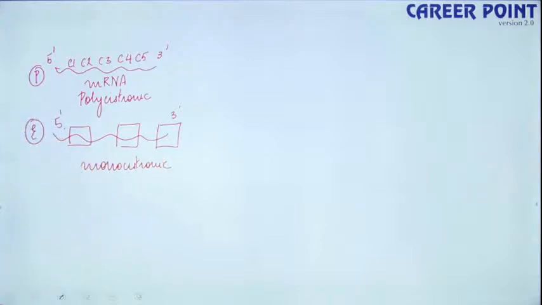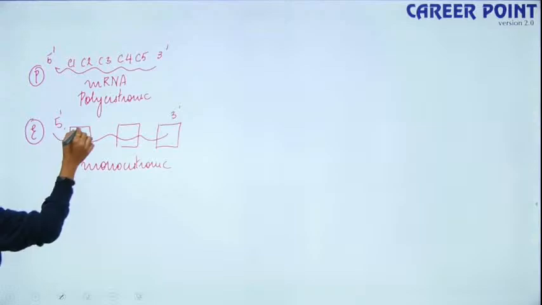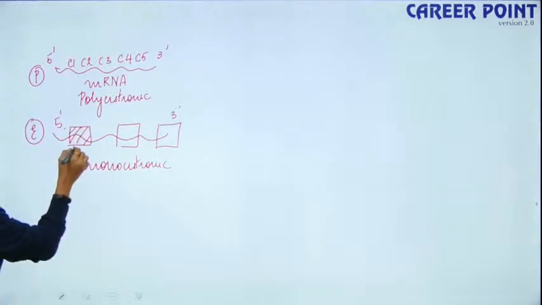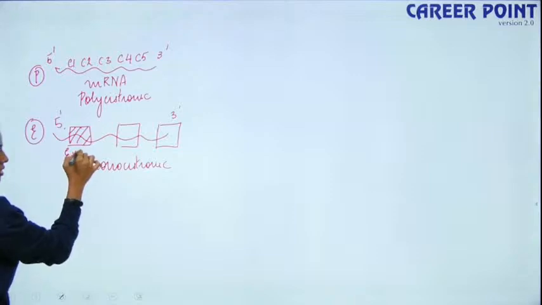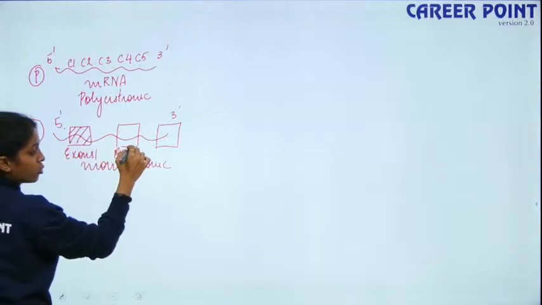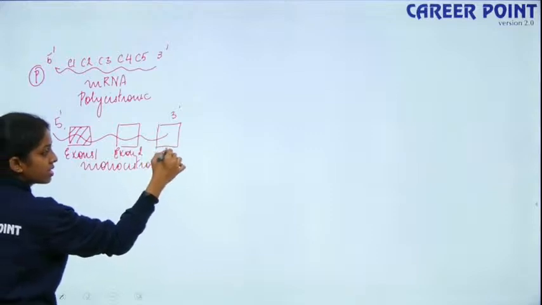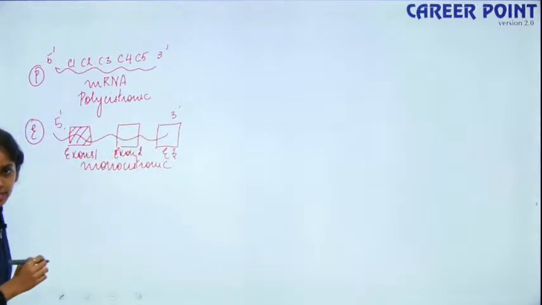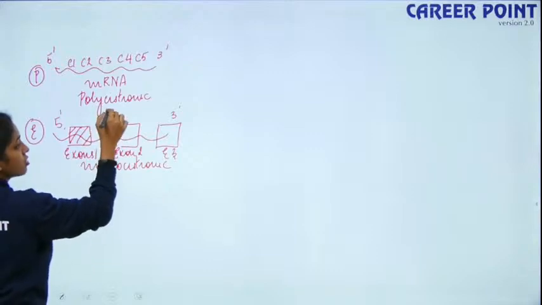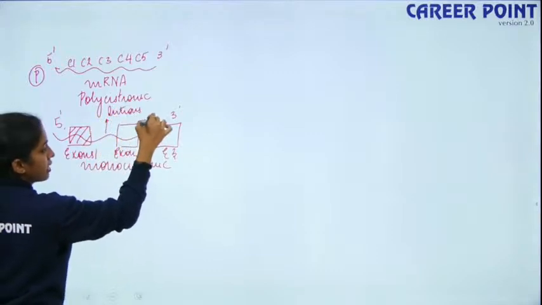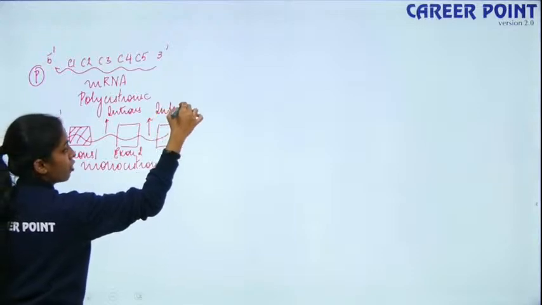So, in my eukaryotic mRNA, I have coding sequences, the ones that code for protein. These are called exons. This is exon 1, this is exon 2 and this is exon 3. The intervening spaces are known as introns.